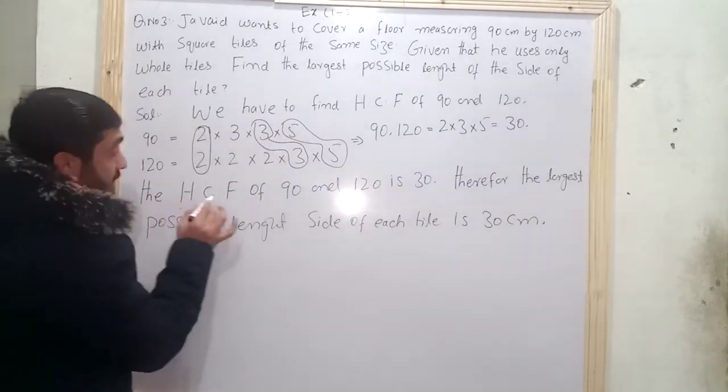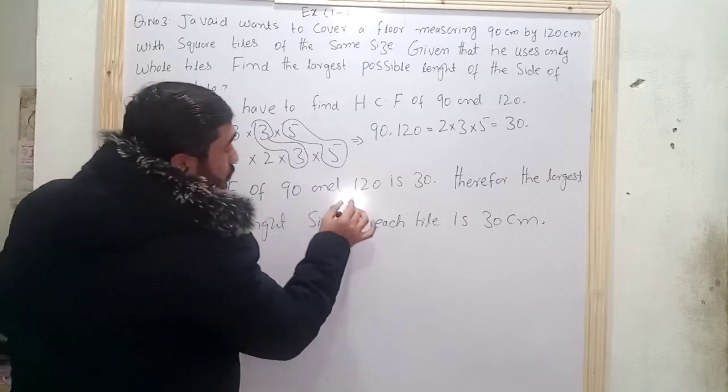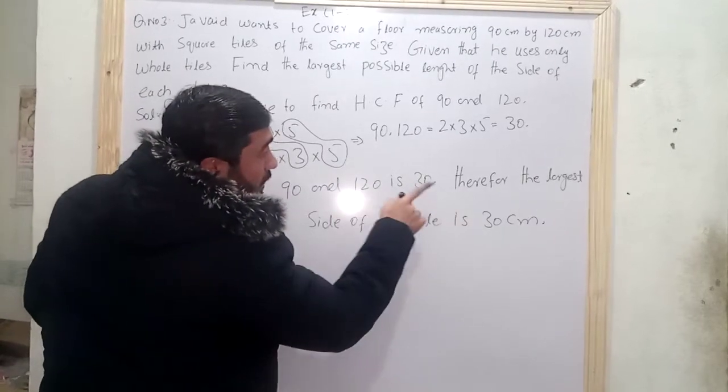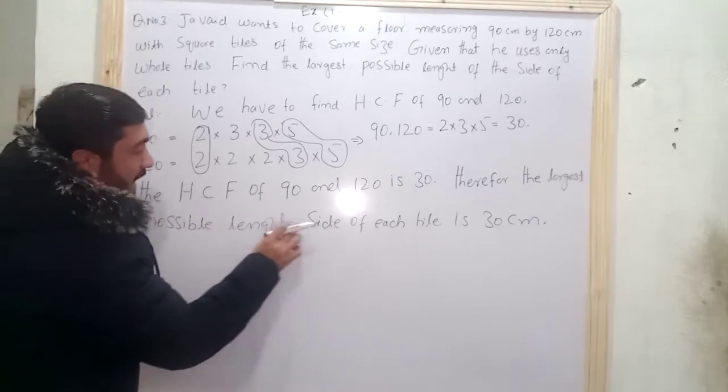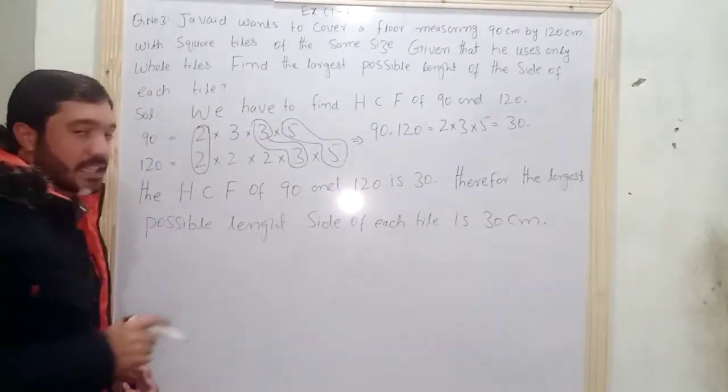So the HCF of 90 and 120 is equal to 30. Therefore, the largest possible length of the side of each tile is 30 cm.